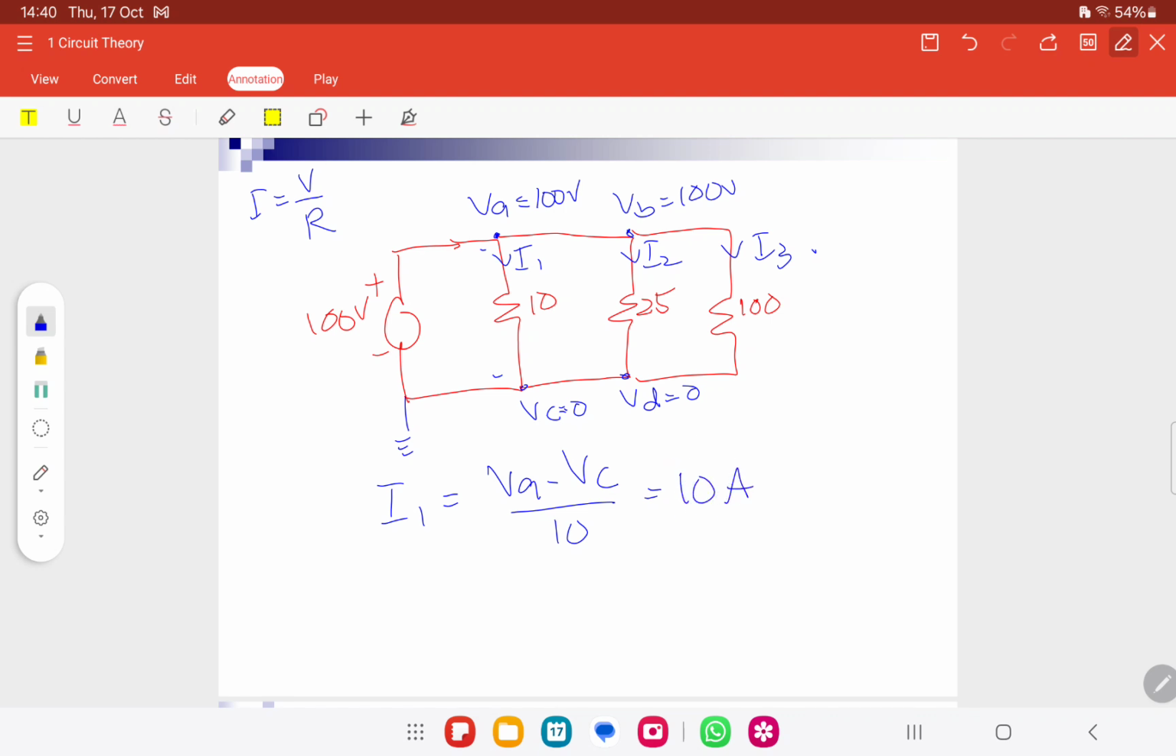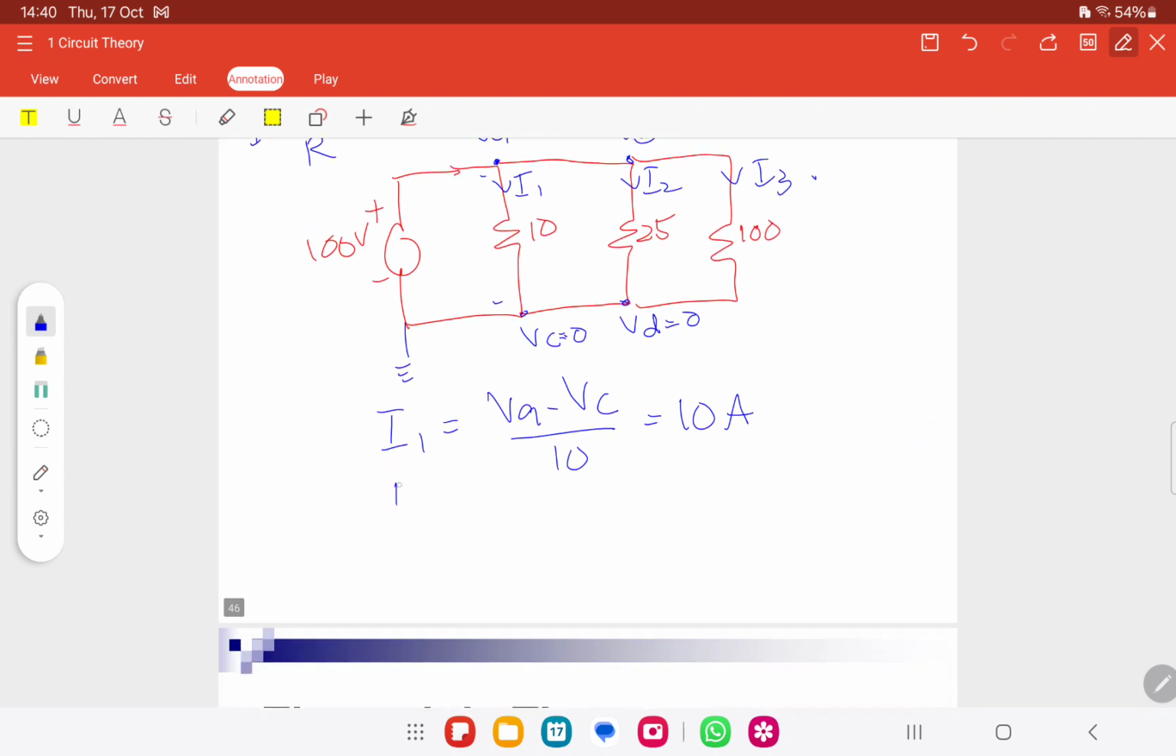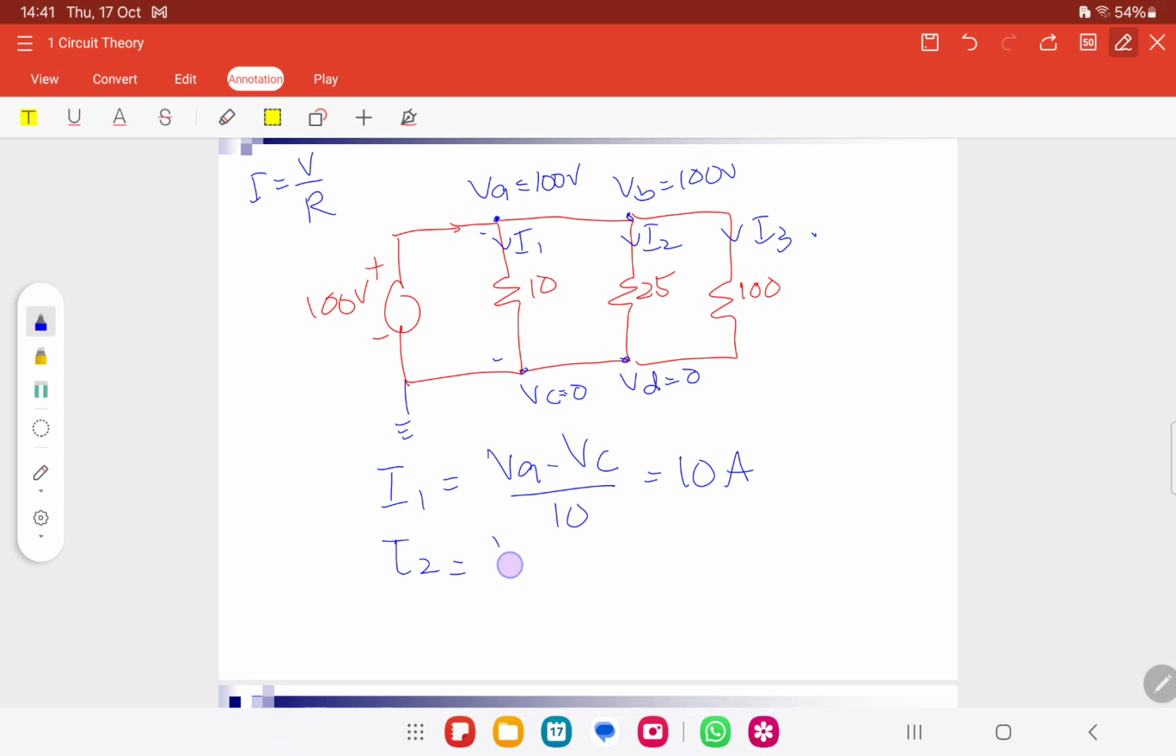10 ampere. Sama tak tadi? Sama. Okay. I1, I2, VB minus V, VD over 25. 4 ampere. Wah. Okay. I3. Oh, ni tak ada. Ni apa? Nak letak V apa? VE. Ni VF. Okay.